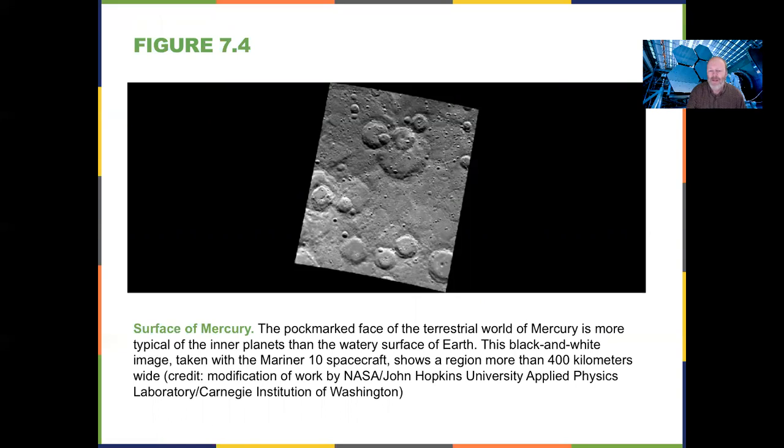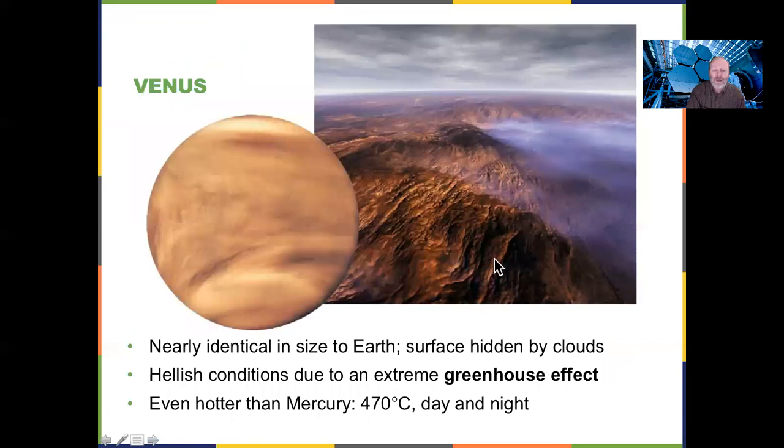And it is on a slow road there. It's being pulled by the sun's gravity, and it'll orbit a couple of times before it ends up at the planet itself. Then we have Venus. Venus is actually the second planet. It's not as close as Mercury, but notice it's even hotter. 470 degrees day and night.